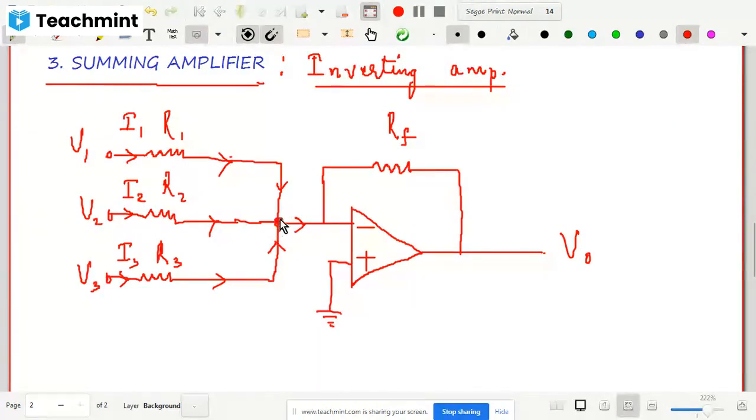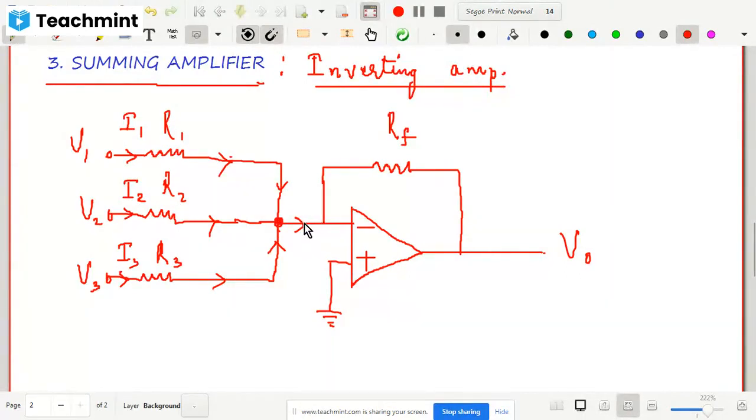If you apply KCL, Kirchhoff's current law here, you see that all the currents are coming towards this node. That means the current would be just the sum of these three, I1 plus I2 plus I3, because all the currents are coming towards this point. So this total current is the sum of I1, I2 and I3.